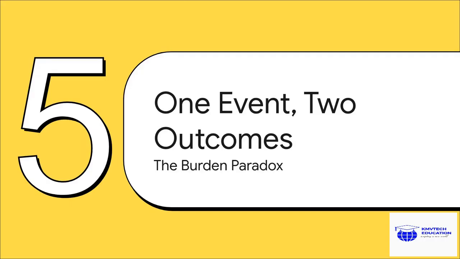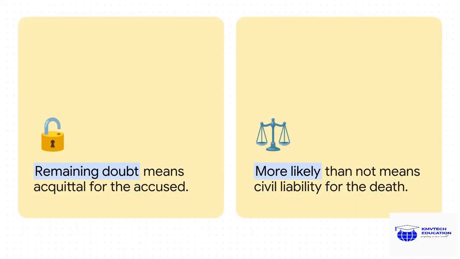Section 5, one event, two outcomes, the burden paradox. This is where we see how these two standards interact when they're applied to the exact same set of facts in the real world. What's truly fascinating is how the outcomes separate based purely on the math of persuasion. Let's consider a murder case where the prosecution has strong, but maybe not overwhelming evidence. The judge thinks the accused probably did it, but has a lingering, reasonable doubt. Well, because it's a criminal court, that remaining doubt mandates an acquittal. The accused goes free because the prosecution failed to meet the required height of the standard.